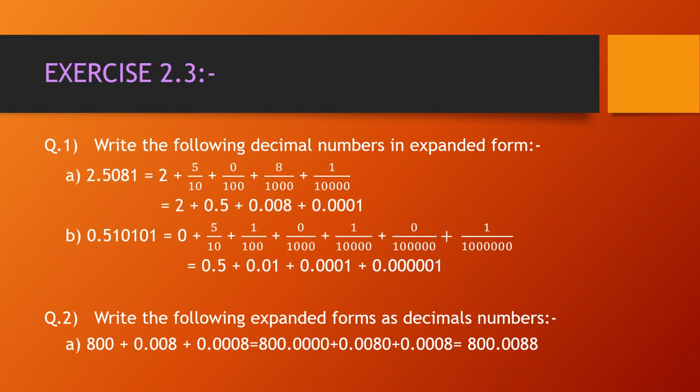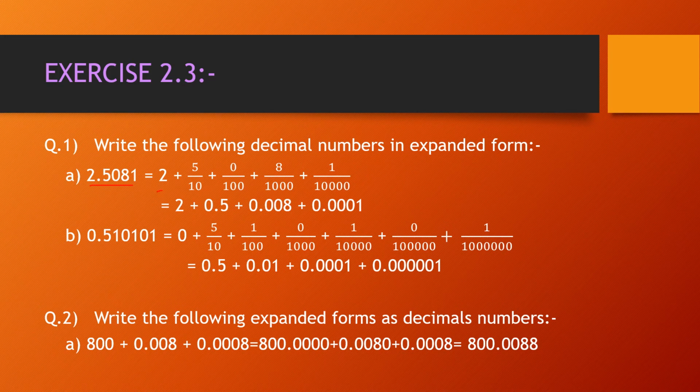Okay children, now you'll see exercise 2.3. First question, write the following decimal numbers in expanded form. So first one is 2.5081. So here the whole number part is only 2, right? And in the decimal part, 5081. Four decimal places are there. So how to write in expanded form?